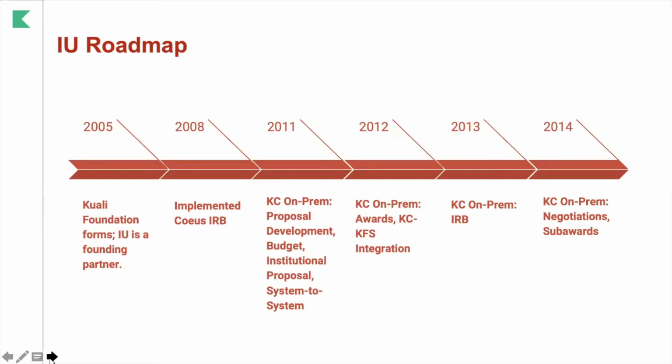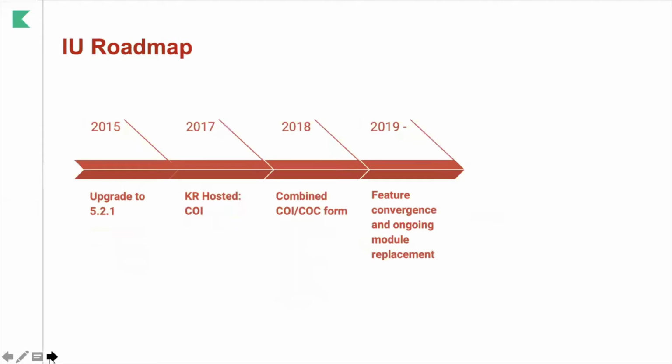So if we go down to the next slide, in 2015, we upgraded to KC 5.2.1, which at the time was the latest version of KC. For those of you who maybe aren't as familiar with kind of the Kuali products, you might hear the words Kuali COIC and Kuali Research tossed around and often used interchangeably. We might do that here today, fair warning.